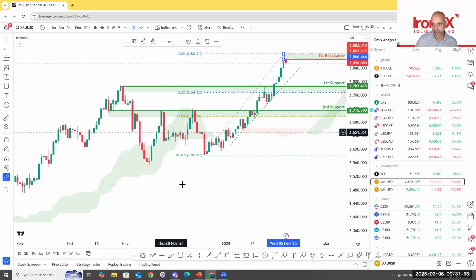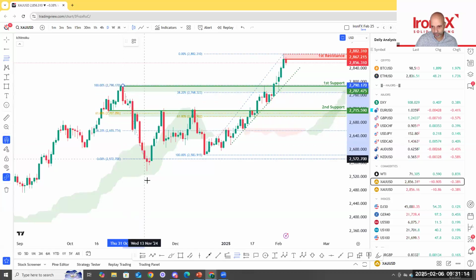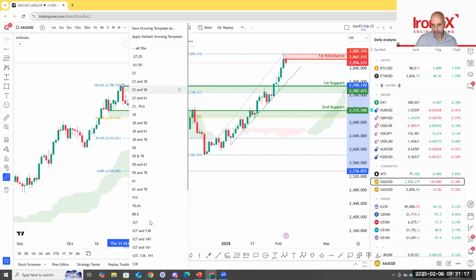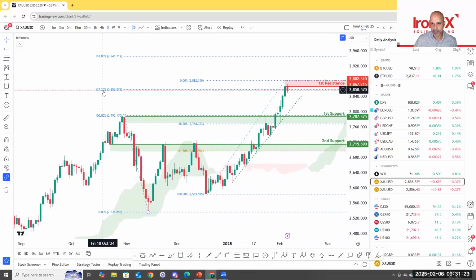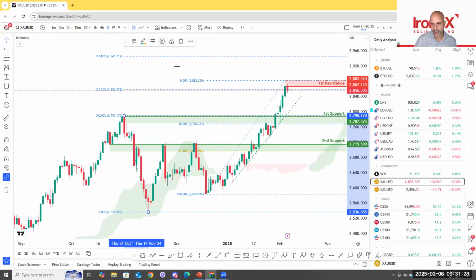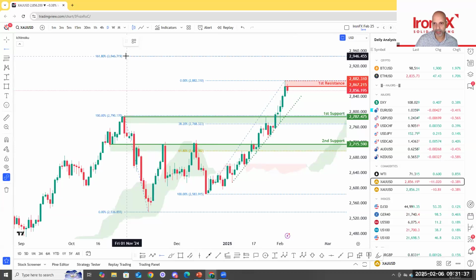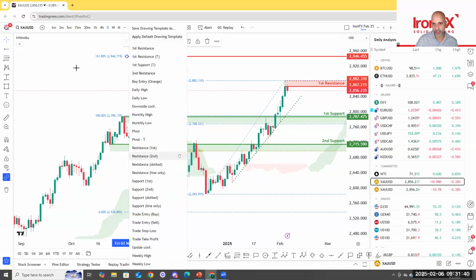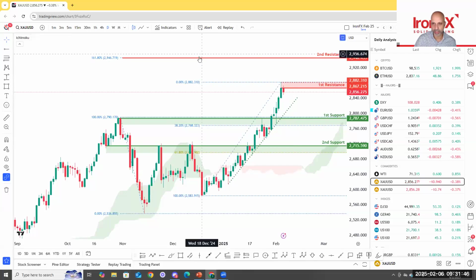With regards to the second resistance, I'm going to be using a Fibonacci extension. To find that extension level, I'm going to be running a retracement from this swing high on 31st of October, going down to the swing low on the 14th of November. Key extension levels sit at 127 and 161%. We can see that price has already climbed above the extension at 127%, so this extension is no longer valid. That means we can only use the 161%. So I'm going to be using this extension to identify my second resistance, and that's at $2,946 per ounce here.